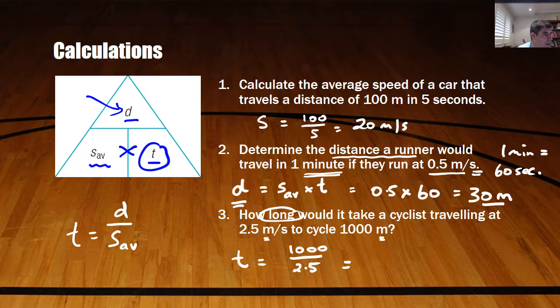I will do this in the calculator, so I'm not guessing, and we get a total of 400 seconds. And if I was to divide that by 60, then I would get 6.67 minutes. It's not necessary for you to change these units, but sometimes they make more sense when we change them, particularly if we have very large values.